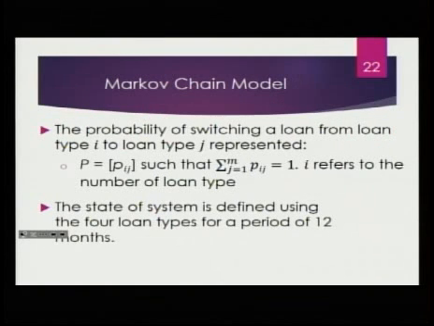The probability of a loan switching from type I loan to type J is represented by the following formula, where I refers to the number of loan types. The state of the system here is defined using four types of loan for a period of 12 months. Within one year, what is the probability that an individual house loan will switch to a business loan, or vice versa?